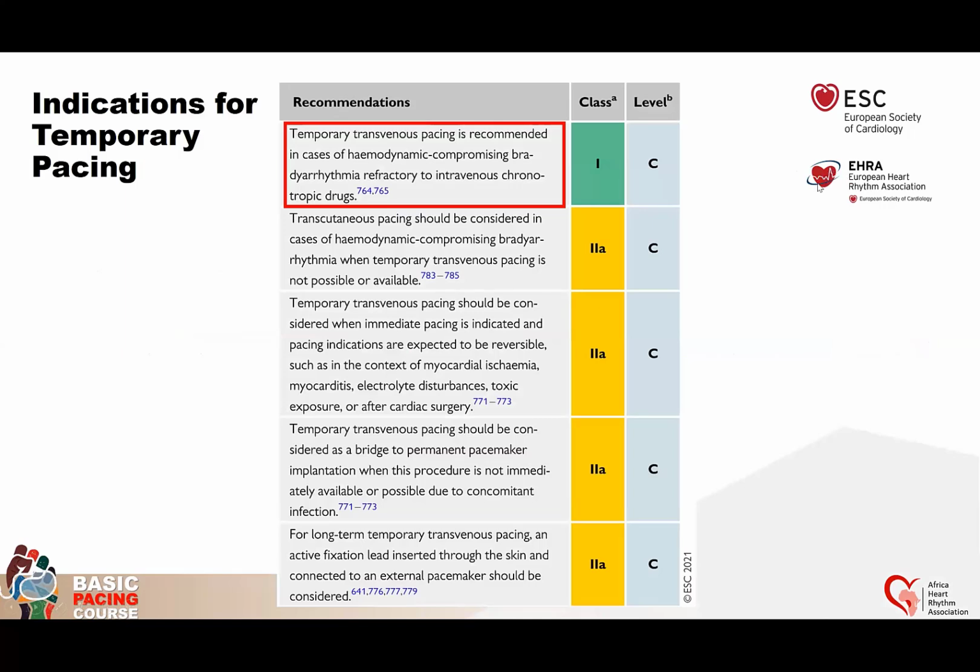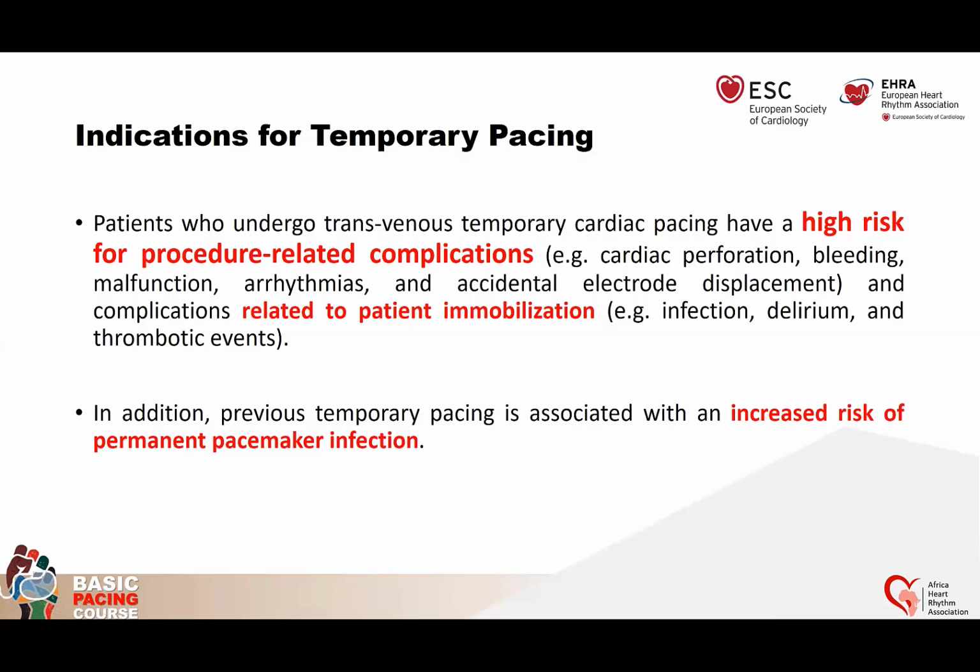as cited in the latest guidelines and many previous guidelines, only reserved to hemodynamically compromising bradyarrhythmia to which you have tried intravenous chronotropic drugs and were refractory. The reason for this recommendation is that insertion of a temporary pacemaker is considered a high-risk procedure with procedure-related complications, including cardiac perforation, bleeding, malfunction, arrhythmia, and accidental electrode displacement, also related to patient immobilization with increased infection and thrombotic events. In addition, it was linked to increased risk of permanent pacemaker infection.